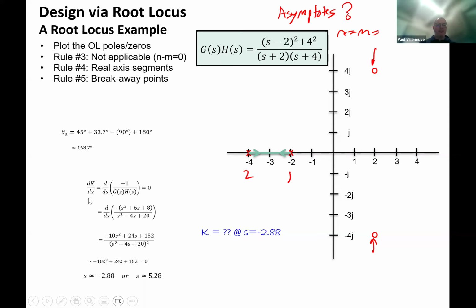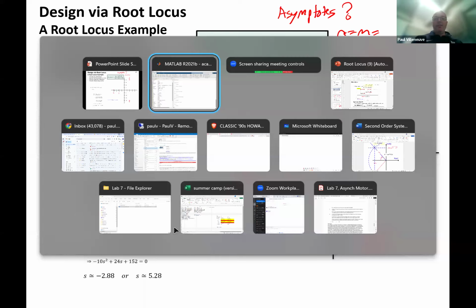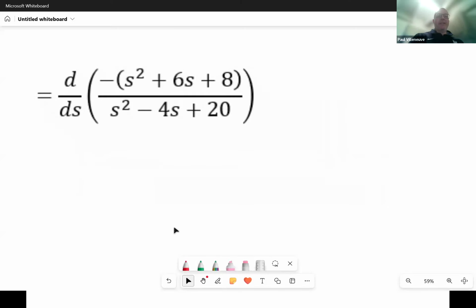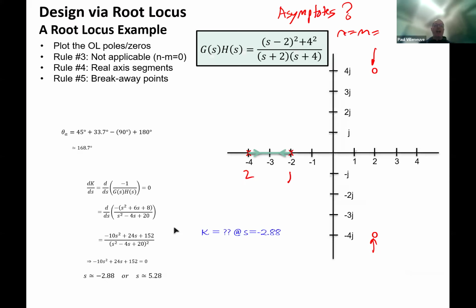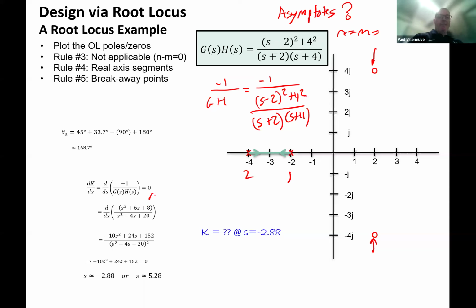Let's copy this over and bring up the whiteboard. Okay. Well, first off, does everybody know how I got this expression? All I did was, you take -1 over GH, right? Which is -1 over s minus 2 squared plus 4 squared all over s plus 2 times s plus 4. You invert and multiply, and that's how you end up with this expression here. Does anybody need to see me do that out?